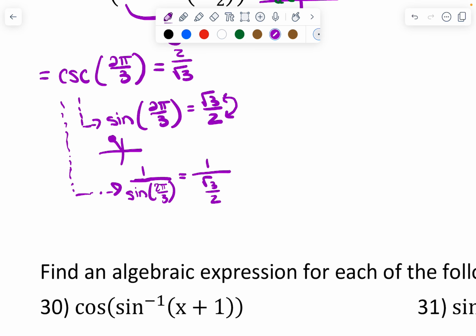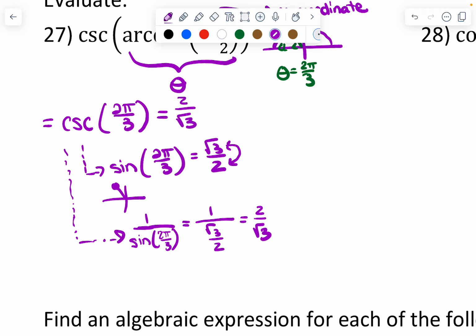And then because we have the ratio on the denominator, we can multiply the reciprocal with the numerator, which is 1. So we end up with 2 over √3. So both of these methods work. Just pick the one that makes more sense to you, and then practice it consistently.